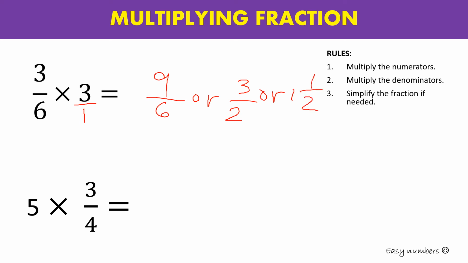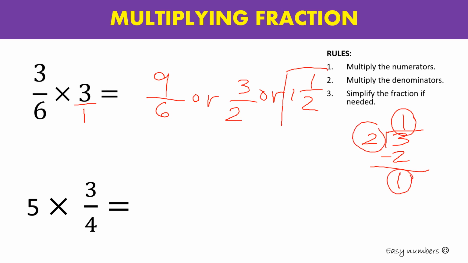That is by dividing the numerator by the denominator, which is 3 divided by 2 is 1. 1 times 2 is 2. And then, subtract 3 minus 2 is 1. So, ito yung magiging whole number, then numerator, and then denominator. So, ito yung magiging sagot natin, 1 and 1/2, if you want to convert this into mixed fraction.